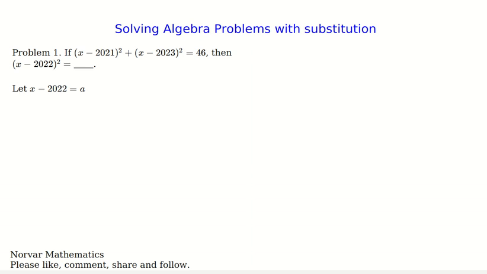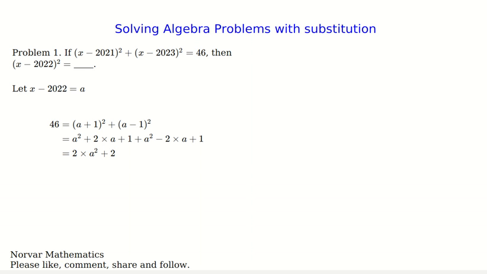Let x − 2022 = a, then x − 2021 = a + 1, x − 2023 = a − 1. Substitute and simplify. 46 = (a + 1)² + (a − 1)² = a² + 2a + 1 + a² − 2a + 1 = 2a² + 2.